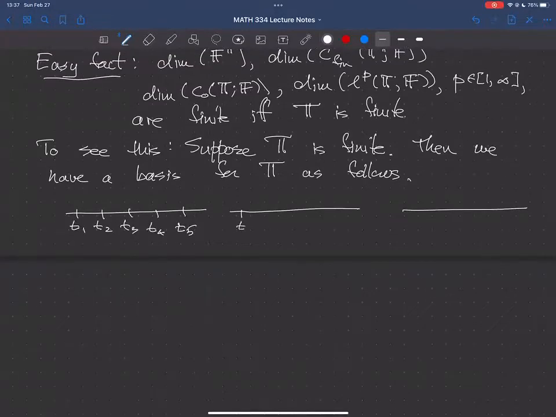Okay, so T1, T2, T3, T4, T5. And this is entirely analogous to when we looked at Fn as F to the 1 to n.